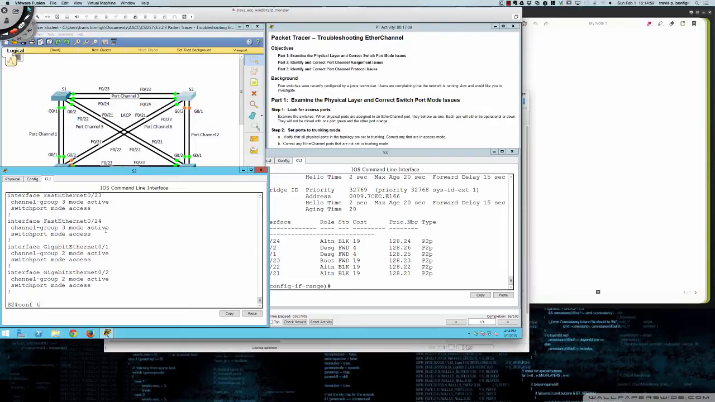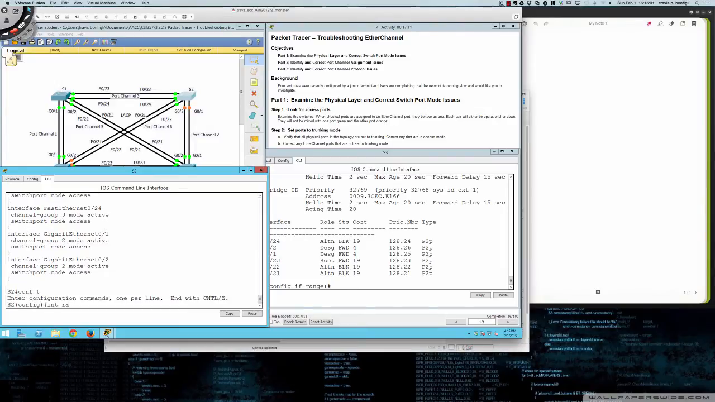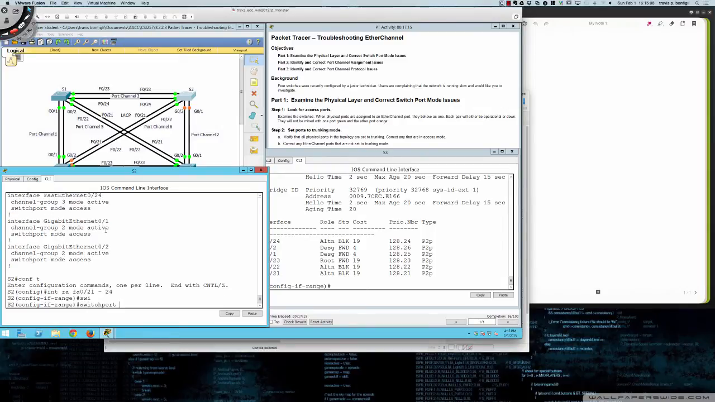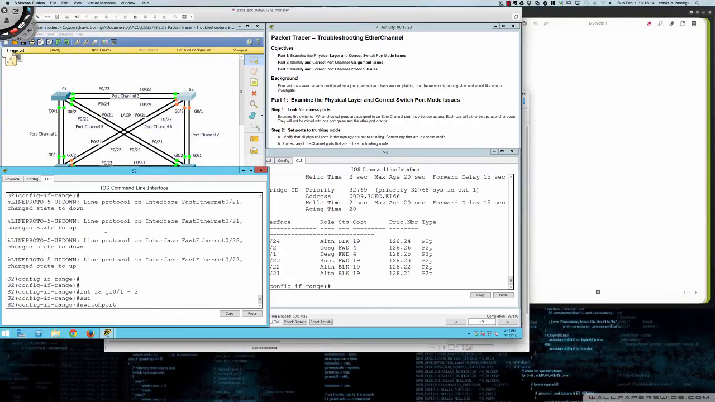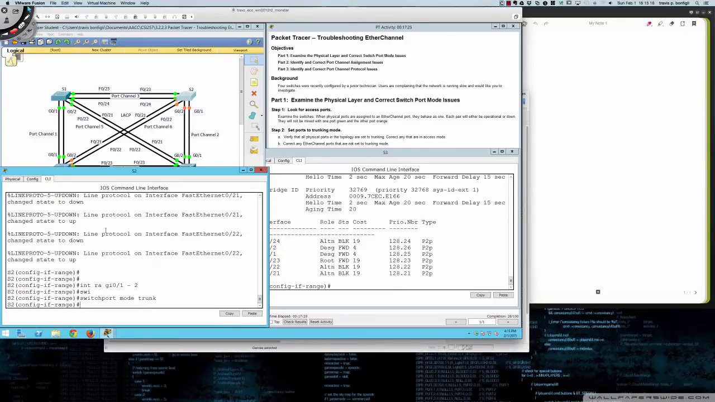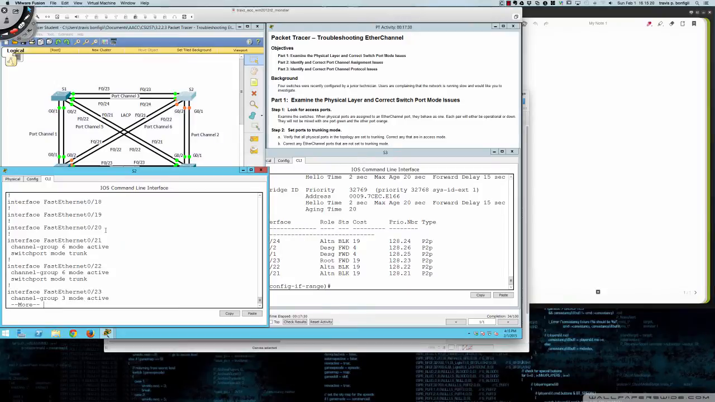So let's go ahead and go into global config. We're going to say interface range Fa0/21 to 24, and we're going to say switchport mode trunk. And then we're going to say interface range gig 0/1 to 2, and we're also going to say switchport mode trunk, right? So let's do a do show run again, and that's what we're looking for there, right? We want to see active mode for LACP, and we also want to see that they are trunk ports.